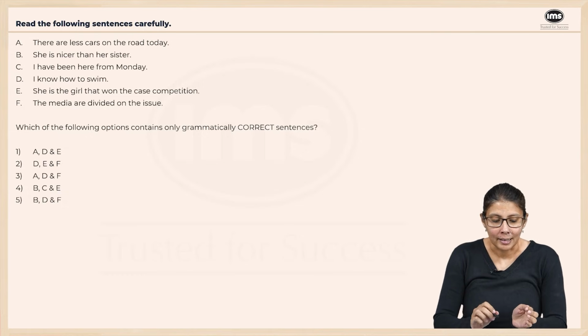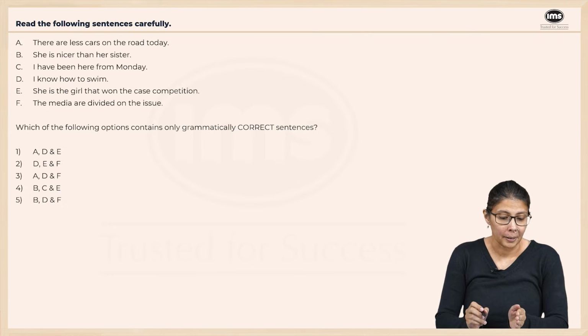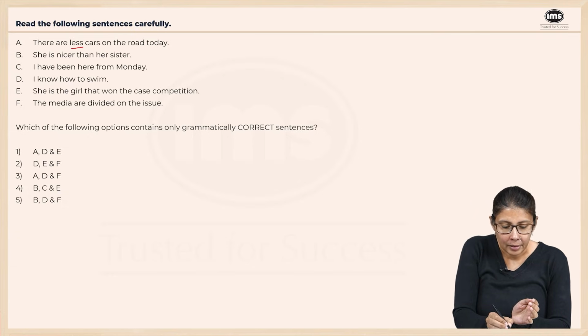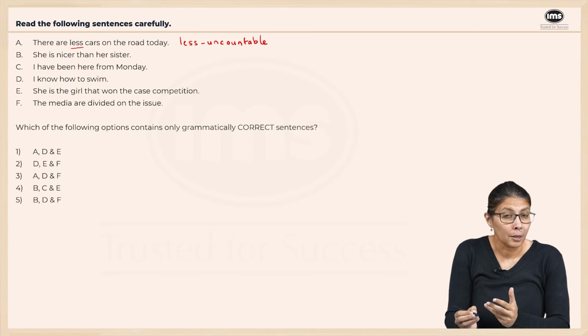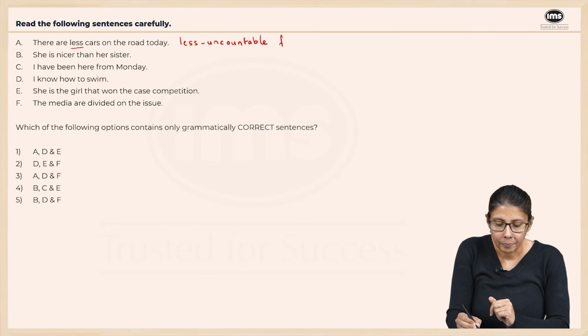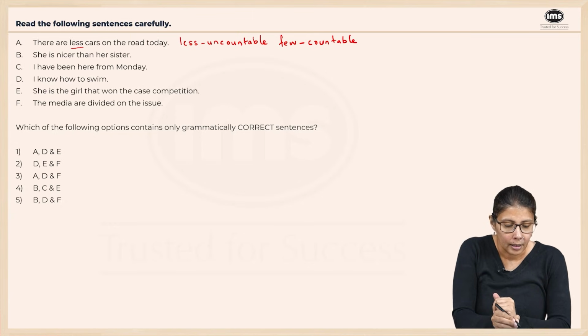The first sentence says, there are less cars on the road today. Now, what we have to remember is that this word less is used for uncountable nouns. Uncountable means you cannot assign a number to it. But if I am talking about something countable like cars, because I can say 1 car, 2 cars, then I should use the word few or fewer. And that is why the first sentence is in fact not correct.